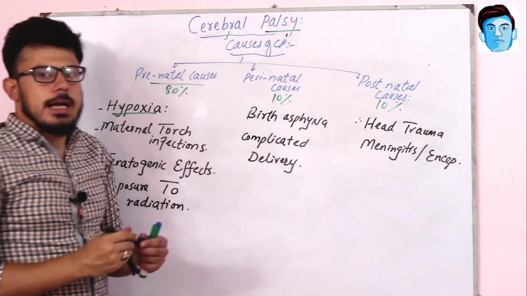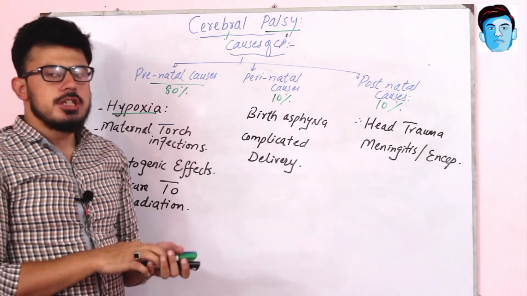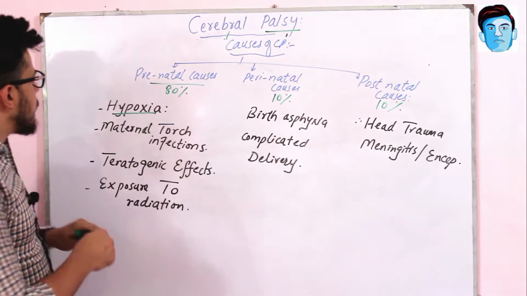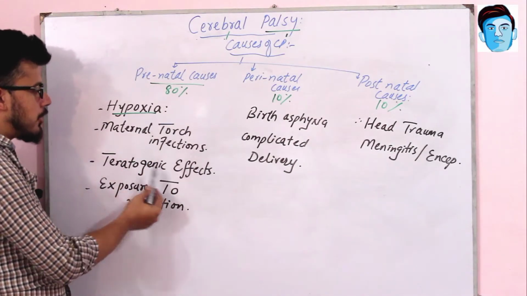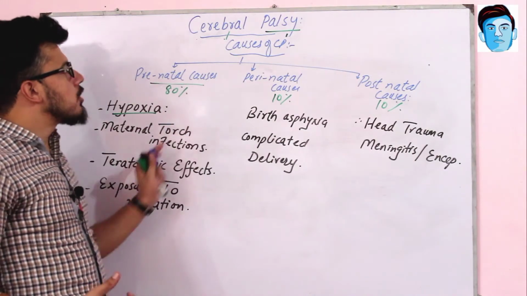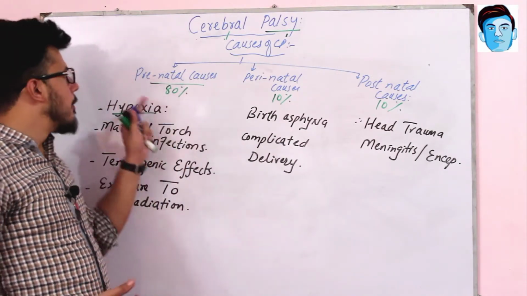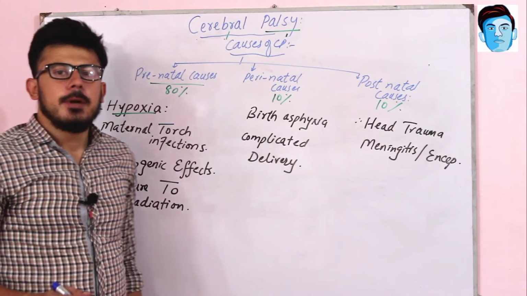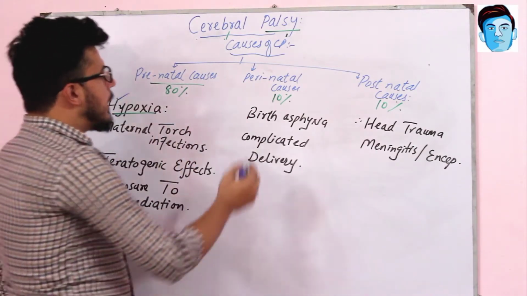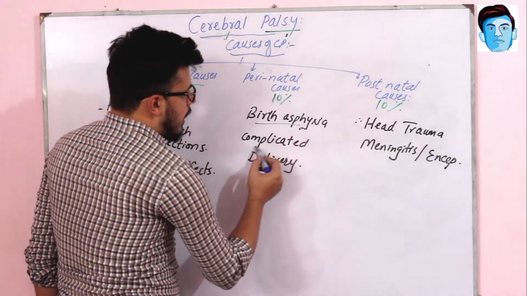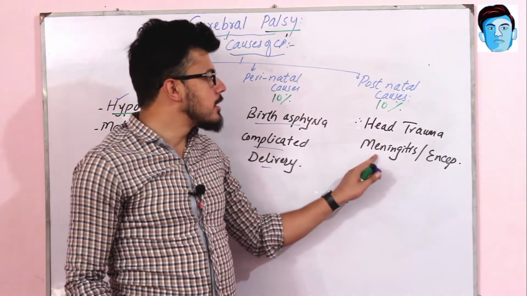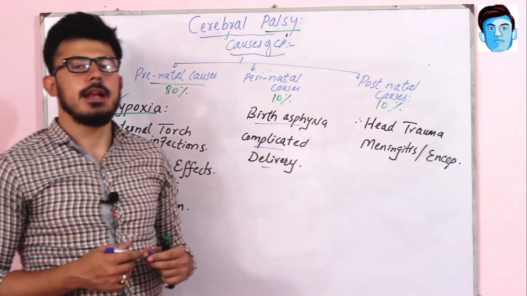So I repeat, the causes of cerebral palsy are divided into three spectrums, that is prenatal, perinatal and postnatal. In prenatal, hypoxia, maternal TORCH infection, teratogenic effects and exposure to radiation are the major causes of cerebral palsy. Always remember that the most common cause of cerebral palsy is hypoxia, while in perinatal causes there is birth asphyxia and complicated deliveries. Also in postnatal causes there are head traumas and certain infections like meningitis and encephalitis.